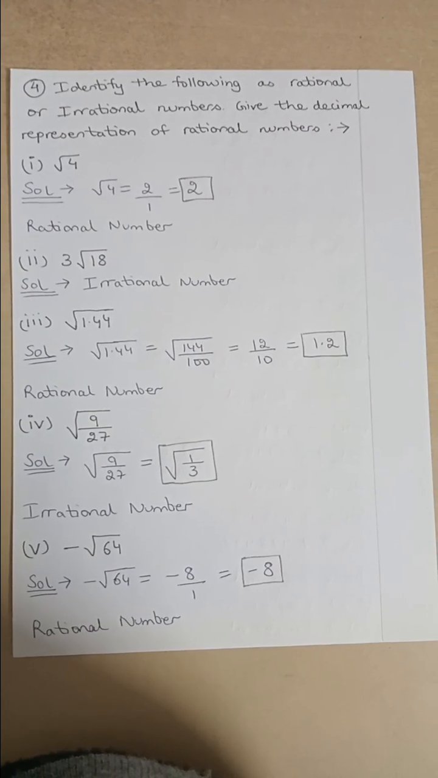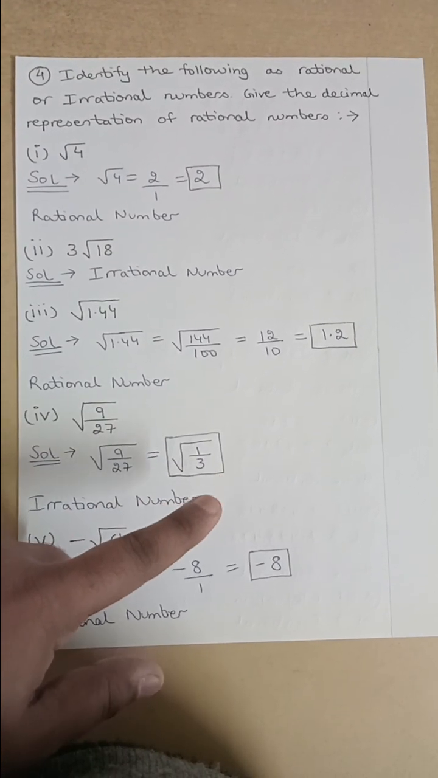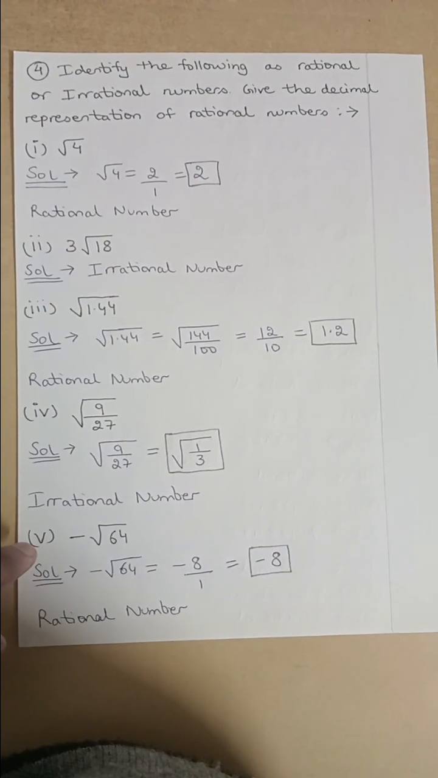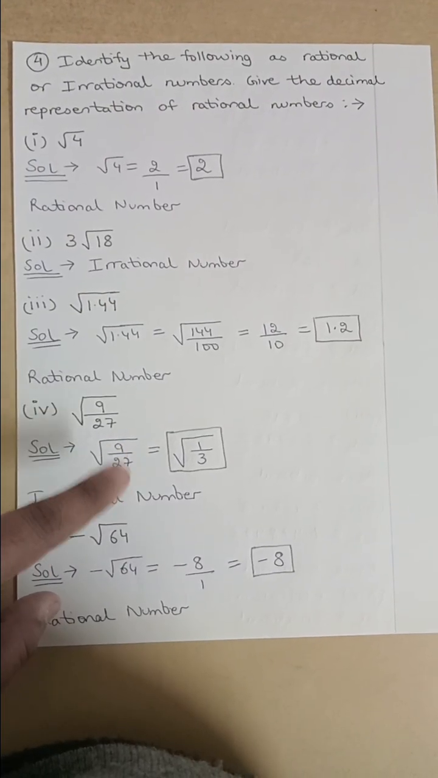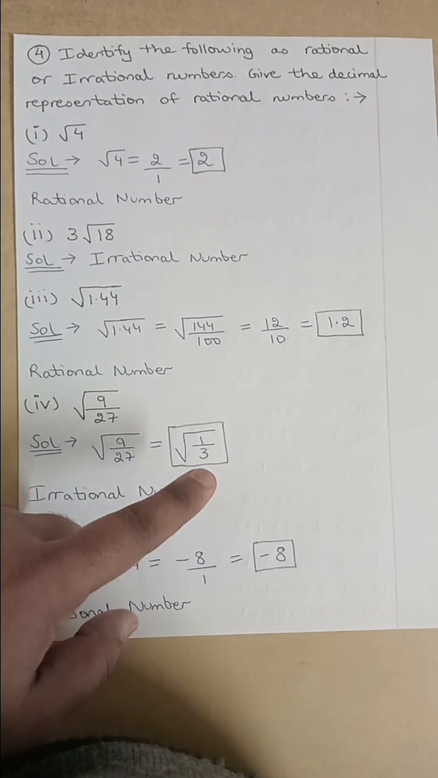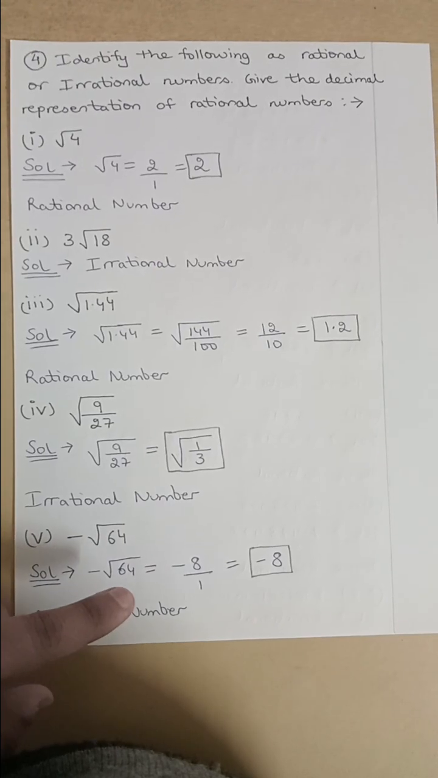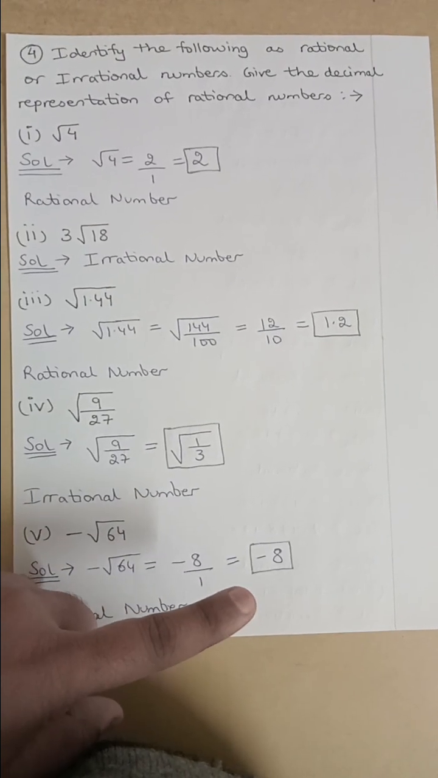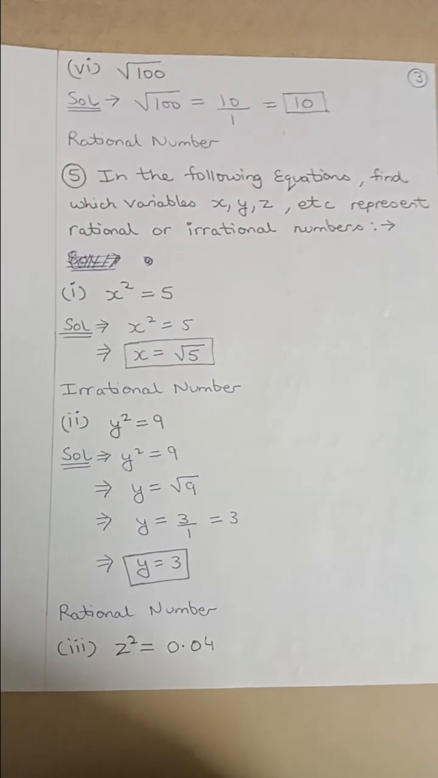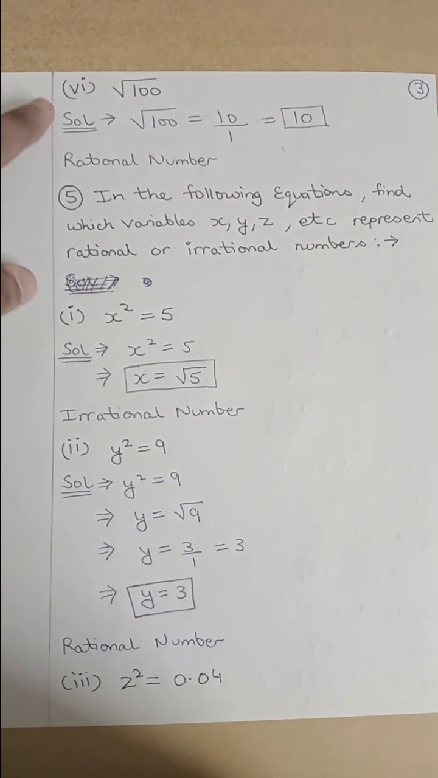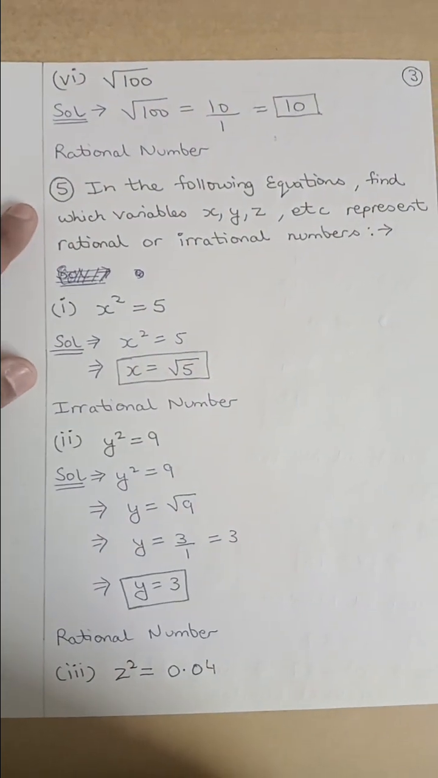Fourth, root 9 upon root 27. Root 9 upon root 27 can be written as root 1 upon 3, since 3 times 9 is 27. Hence it comes out to be root 1 upon 3, which is a rational number. Fifth, minus root 64. Minus root 64 can be represented as minus 8 by 1, which is minus 8, hence a rational number. Sixth, root 100. Root 100 can be written as 10 upon 1, which is 10, hence a rational number.